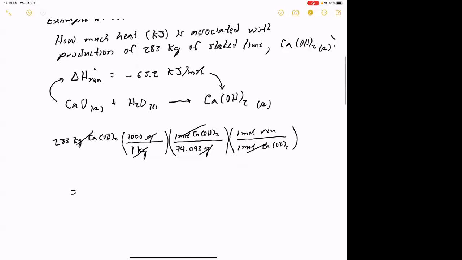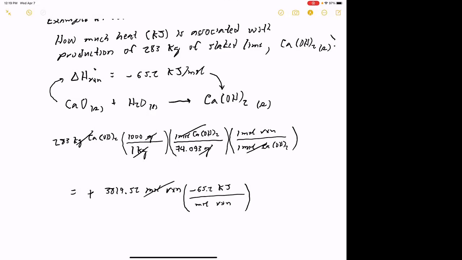So when we work that out, carrying my negative through here, actually, let me leave it positive because I want the end result to be negative because it's going to be exothermic. So let's see, 3819.52 moles of reaction. Now notice that once I have this, now I'm going to use the kilojoules per mole to get back to heat, because that's what I'm told there. It's minus 65.2, and that's kilojoules per mole of reaction.